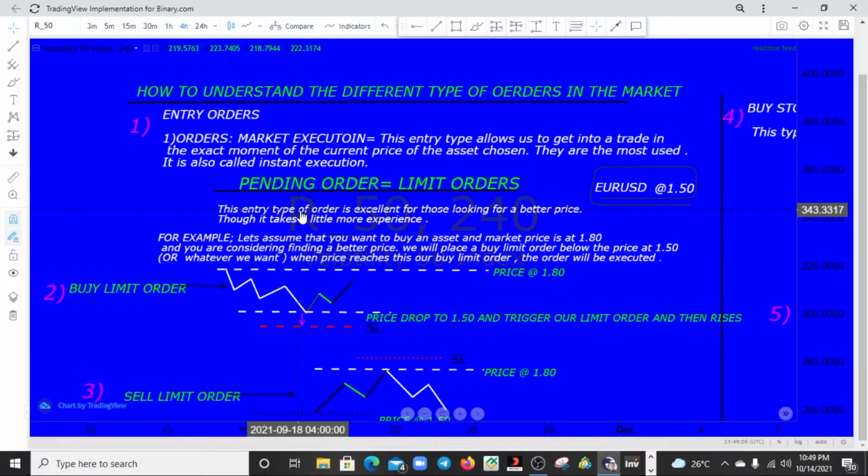Alright, so now, what type of entry is this? This type of entry is an entry where you actually saw that price is going to come down to a certain point. And for example, you can see what I put here.